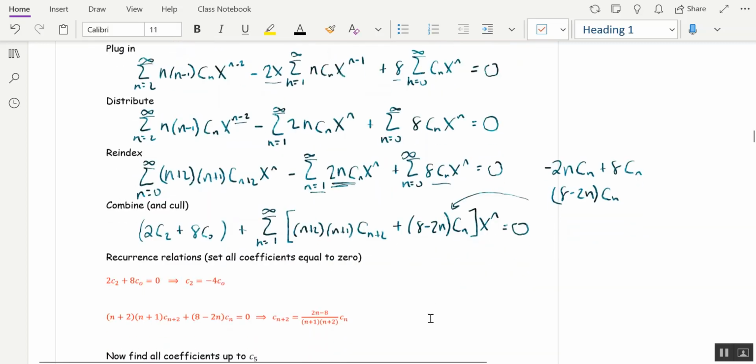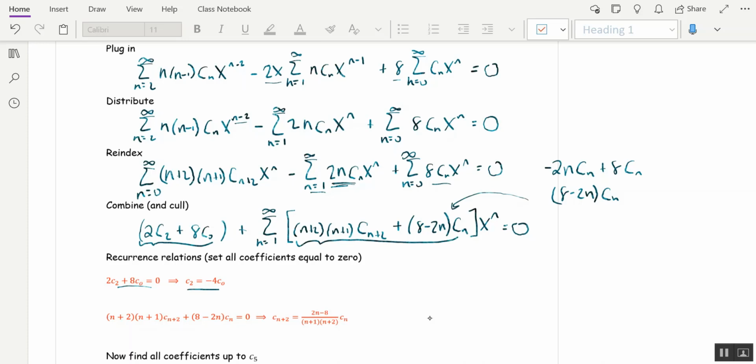Okay, now we set all coefficients equal to 0. So this guy I said equal to 0. I did that here. So solve for c2. I get c2 is negative 4c0. And then I set this whole thing equal to 0. That's what I did here. And I solved for the larger cn. So I solved for cn plus 2 in terms of cn.